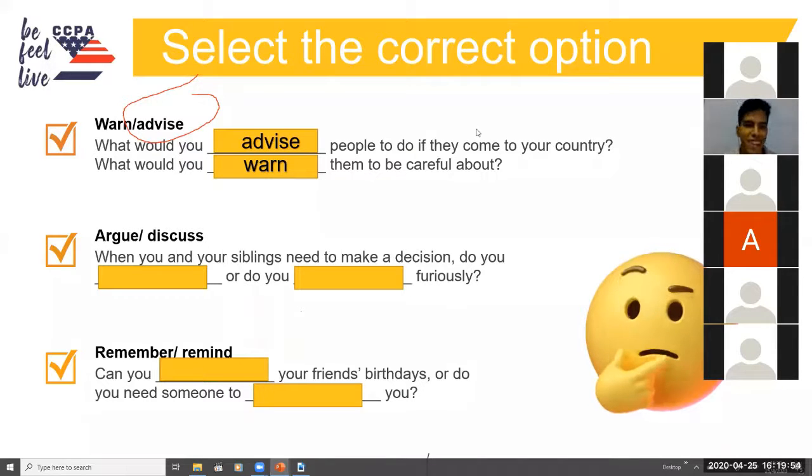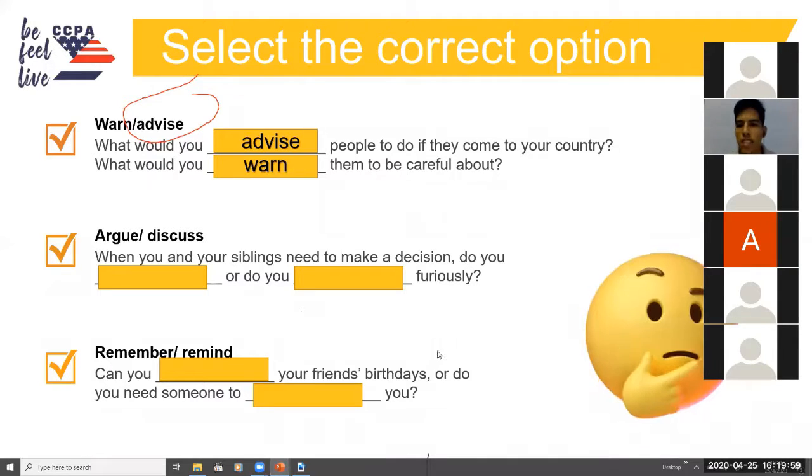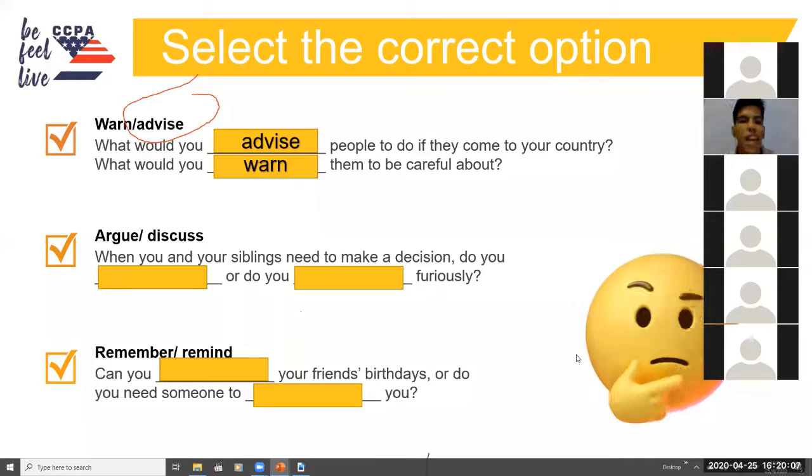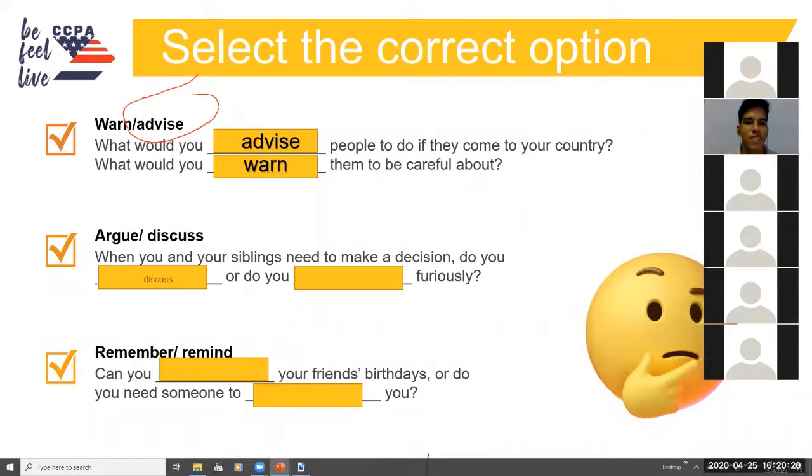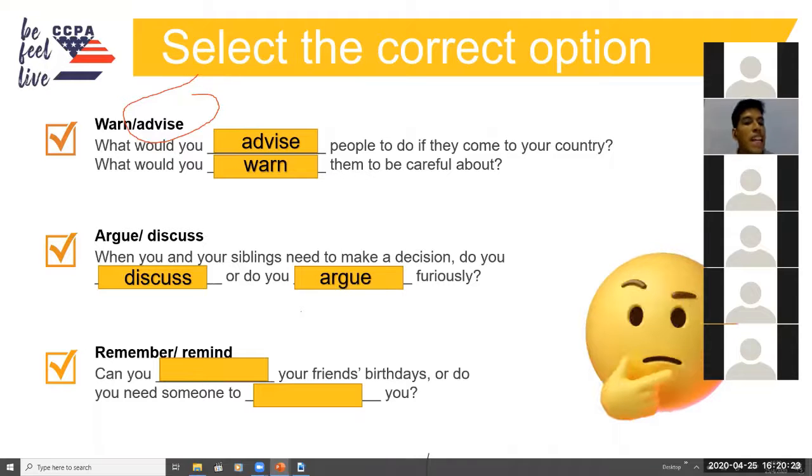Okay. Now, let's go to the second pair of questions. We have argue and discuss. Any volunteers? Let's see, Denise. Denise, are you there? Can you hear me? Yeah. Argue versus discuss. I think when you and your siblings need to make a decision, do you discuss, I think? Or do you argue furiously? Excellent. Thank you so much, Denise. Now, it's time for you to answer it. When you and your brothers and sisters need to make a decision, do you discuss or do you argue?